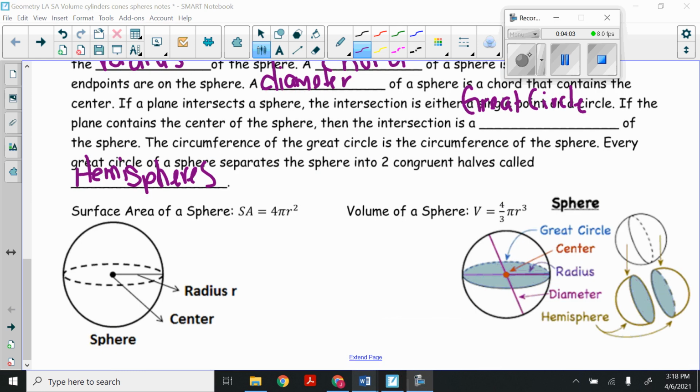All right, so if we look at this, the surface area of a sphere is 4 pi r squared. So here's my sphere, here's the center, here's the radius. Volume of a sphere is 4/3 pi r cubed. This picture shows the great circle. So this is the great circle, the diameter, the radius, the center, and then what a hemisphere looks like.